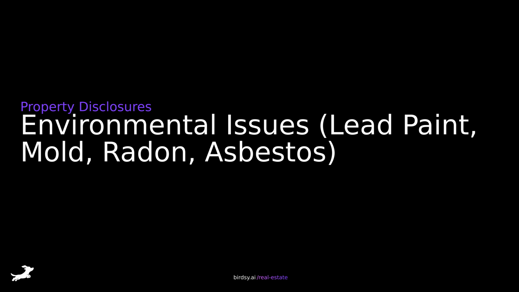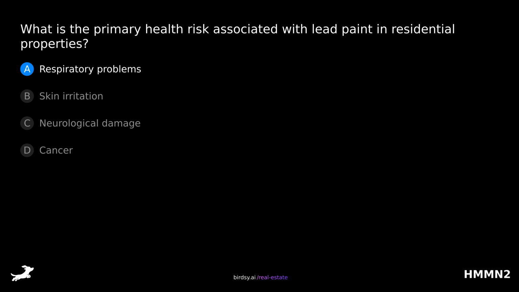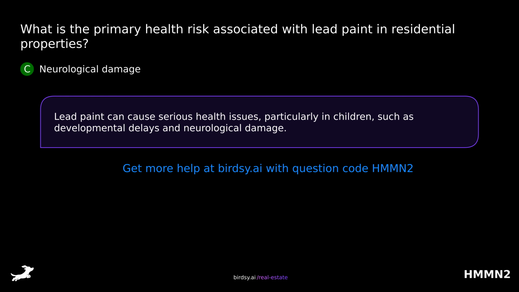Environmental issues: lead paint, mold, radon, asbestos. What is the primary health risk associated with lead paint in residential properties? Is it A, respiratory problems? B, skin irritation? C, neurological damage? Or D, cancer? The answer is C, neurological damage. Lead paint can cause serious health issues, particularly in children, such as developmental delays and neurological damage.